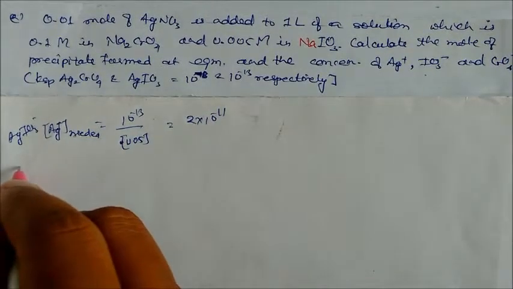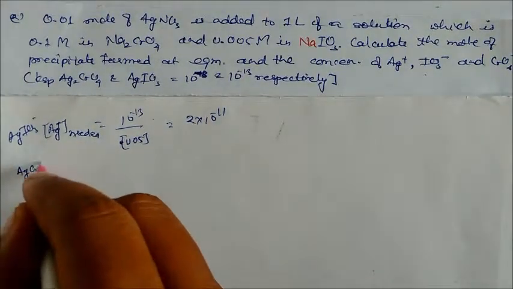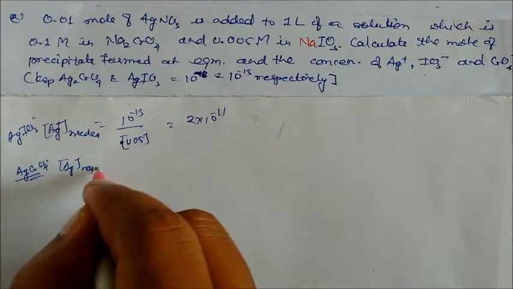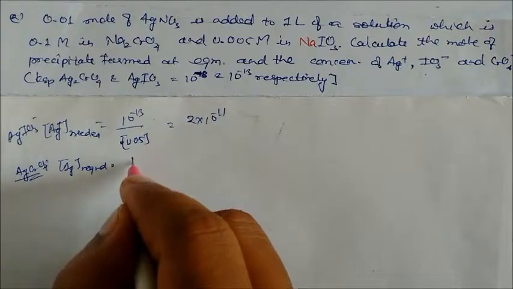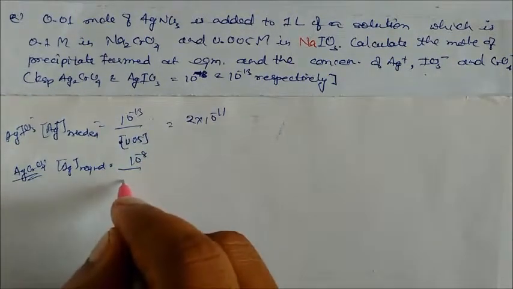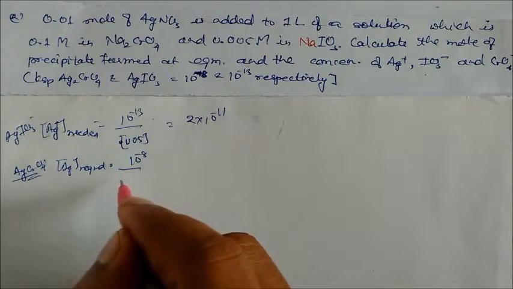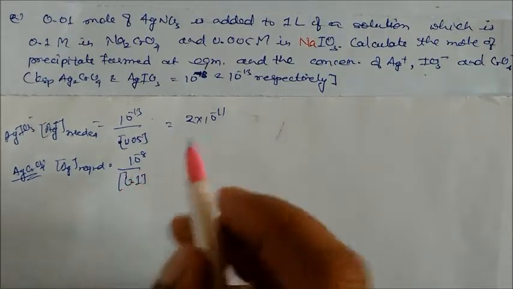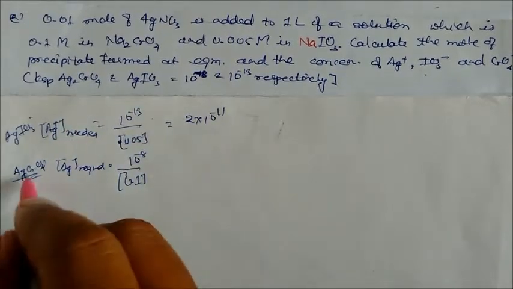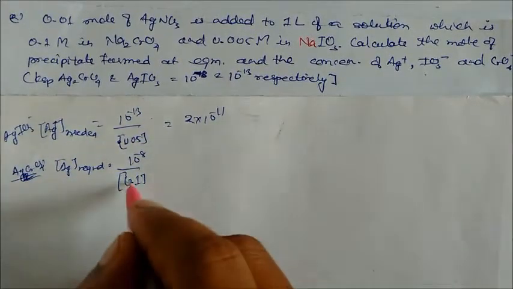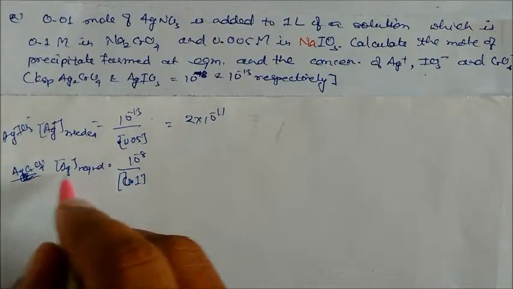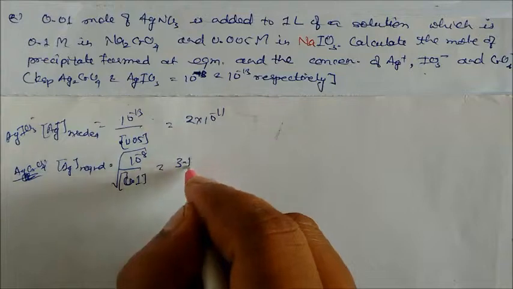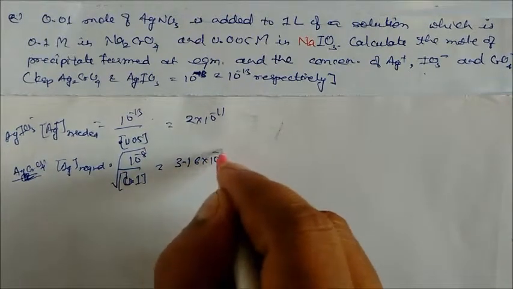Similarly for silver chromate, how much silver is required? Here the silver required is 10 to the power minus 8 divided by 0.1. But silver chromate is Ag2CrO4, so for the silver required we have to take the square root of this also. On taking the square root, this becomes 3.16 into 10 power minus 4.